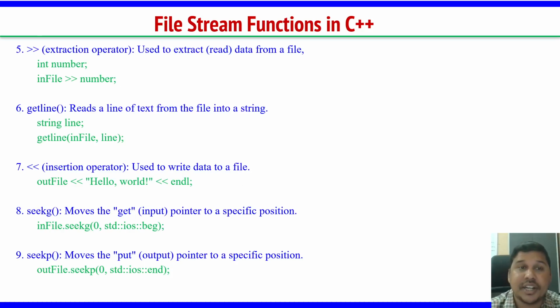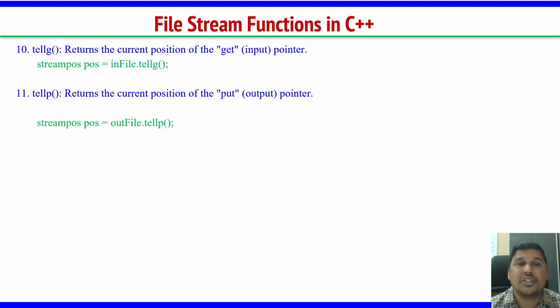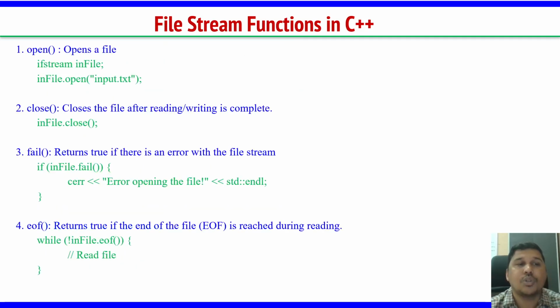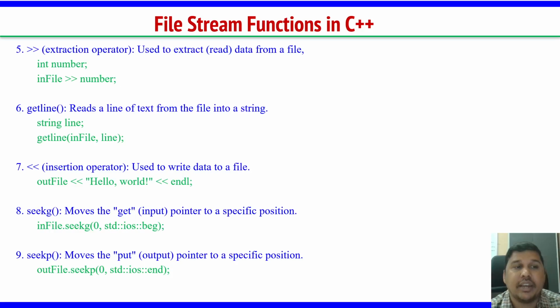So these are different file stream functions in C++: close, open, end of file, getline, extraction, insertion, seek and tell. Using these functions we will be able to do some operations on files, which we will see in the next session, where we understand how to write the program and use these files.